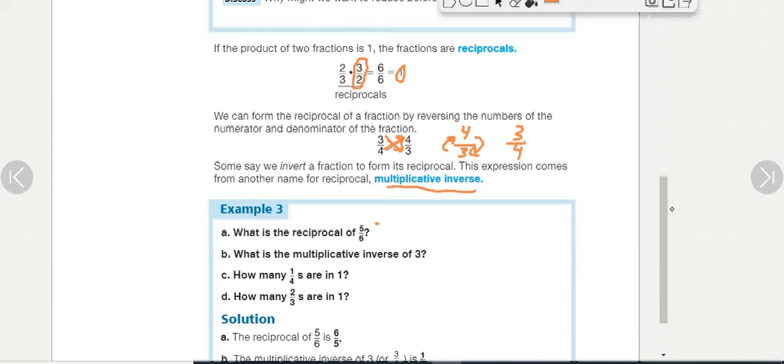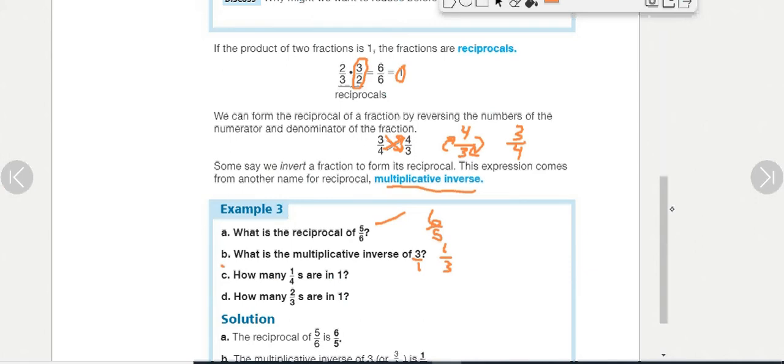So what's the reciprocal of 5/6? It'd be 6/5. What's the multiplicative inverse of 3? Same thing. It means the same as reciprocal. Remember, 3 is really 3 over 1. So its reciprocal is 1/3.